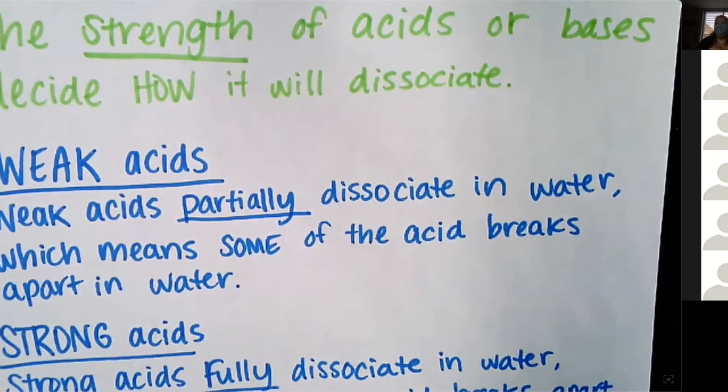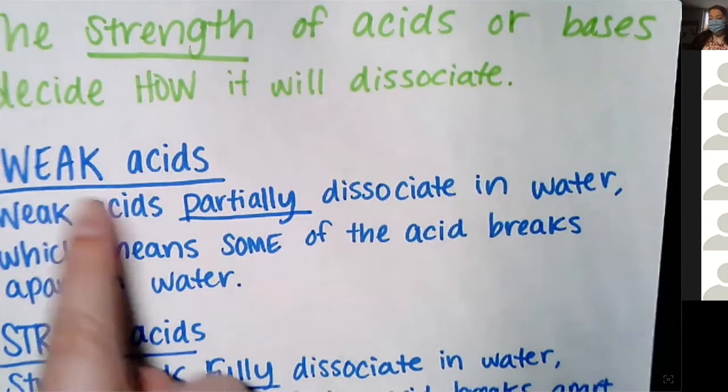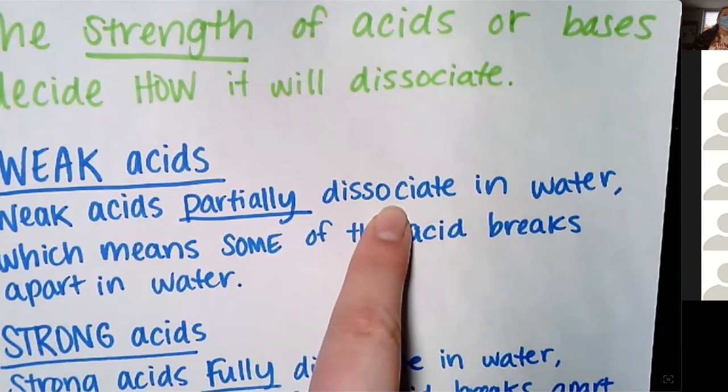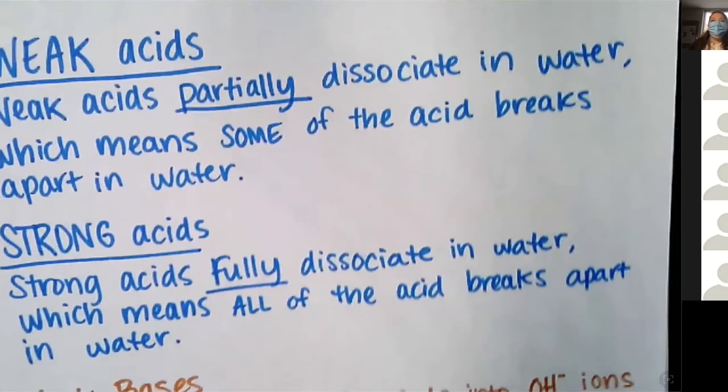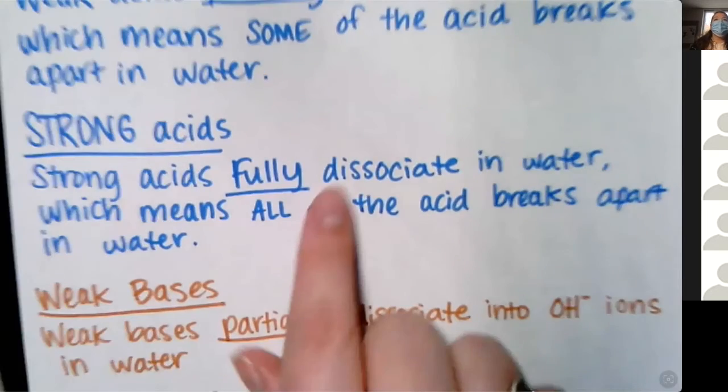Okay, so weak acids, think about a weak person. All right, they're only sometimes able to do part of the stuff. So weak acids partially dissociate or partially break down in water. Okay, and strong acids fully dissociate.